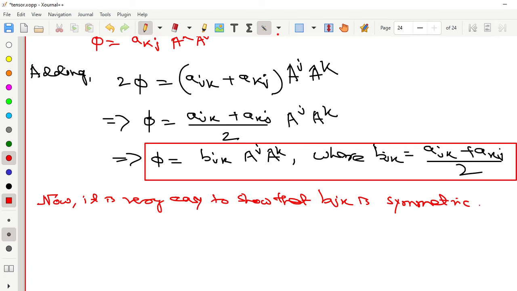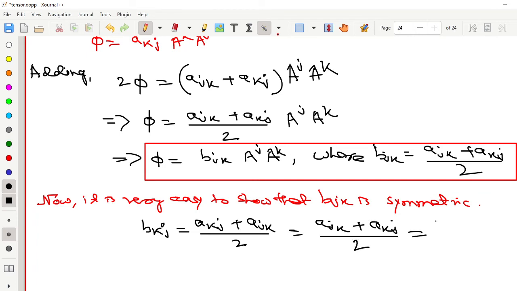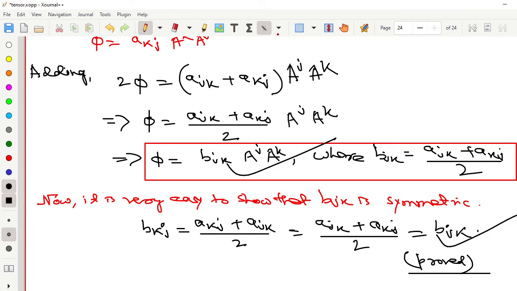How? bjk is already available to you. What is bkj? Find out what bkj is. If that is jk, then what will bkj be? akj plus ajk by 2. I only interchanged j and k, nothing else. So if you write it back and forth, you write ajk first and then akj, divided by 2, this is nothing but bjk. So you could prove both: you can write phi in this form, and you can also prove that the b which is in phi is also symmetric.